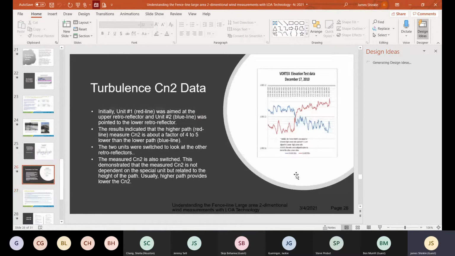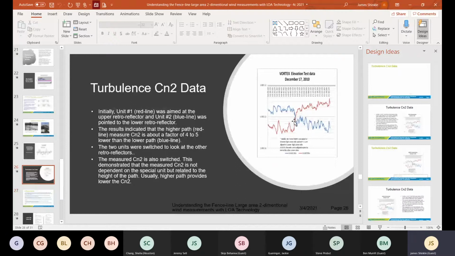But when we looked at the turbulence, we switched the detectors here, where we were shooting at the top. Unit number 2 is in blue and unit number 1 is in red. When we flipped them, you'll see how that was different. It showed that when you're looking at CN2 data, which is turbulence or wake vortex, the measurement of shooting up higher is a lot different compared to the crosswinds. Again, I don't think the turbulence is going to be of much importance to you guys. It's more the crosswinds, but I wanted to show that slide to give you an idea of what the instrument is capable of doing.